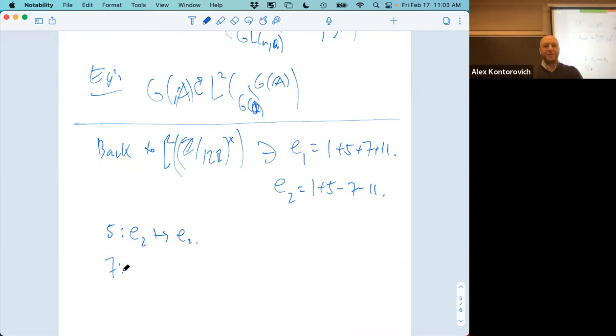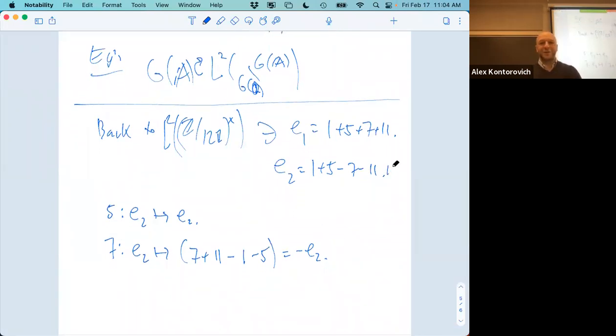Where does 7 take E2? I'm just multiplying. So it takes E2 to 7 plus 7 times 5 is 35, which is 11, minus, well, let's check, 7 squared is 49, and that has to be a 5, which is negative E2. So it keeps E2 in the span of E2. And 5 times 7 is 11, so if 5 does it and 7 does it, so does 11. So yes, this is an irreducible subspace.